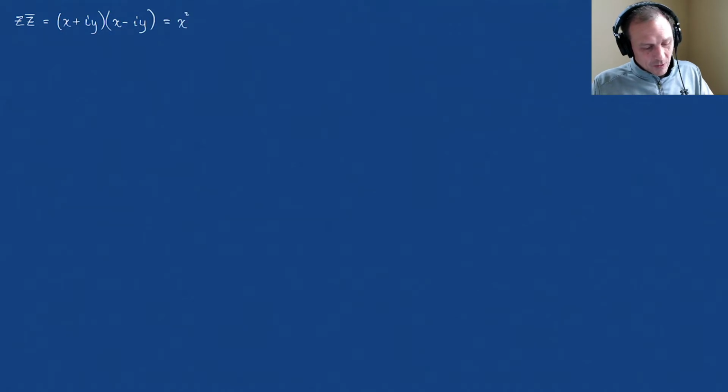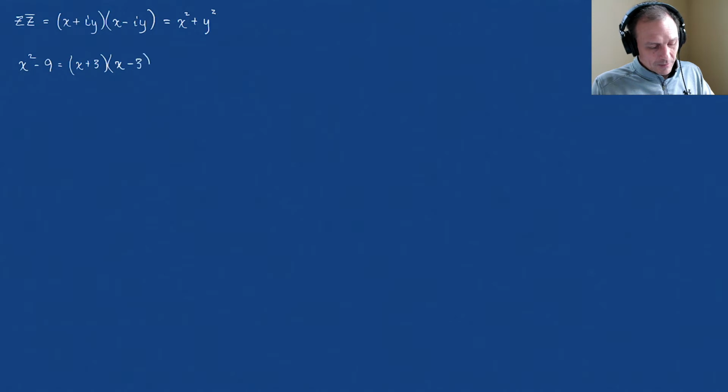Okay, so look at what we just said. We said that if you take z times its complex conjugate, that the result, which began as x plus iy times x minus iy, we just found out that the result is x squared plus y squared. Now, here's what's interesting. Remember when you first learned to factor, if I gave you a problem like x squared minus 9, you knew that factored into x plus 3 times x minus 3.